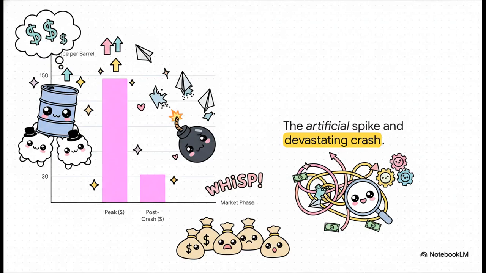Then, in mid-2008, when the major institutions decided it was finally time to cash out and exit their positions, the entire paper market just collapsed. The price violently crashed all the way down to $33 a barrel. Look, this wasn't a natural market cycle at all. It was a completely artificial spike and crash dictated entirely by the sheer volume of paper futures contracts.